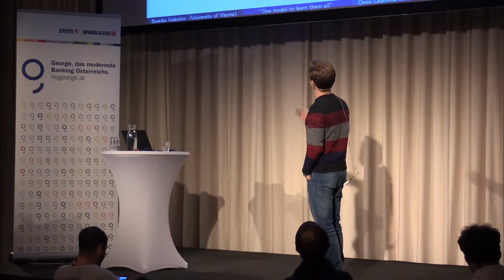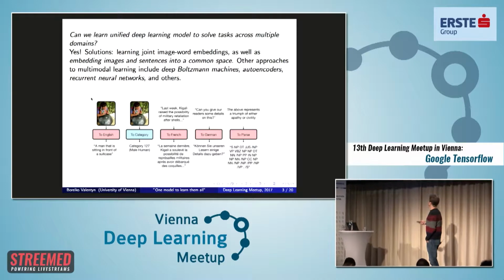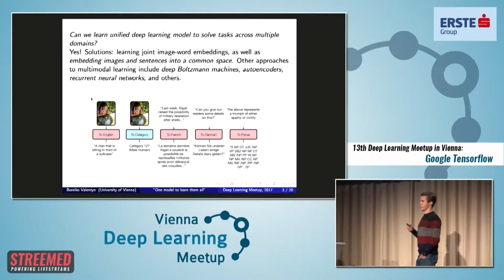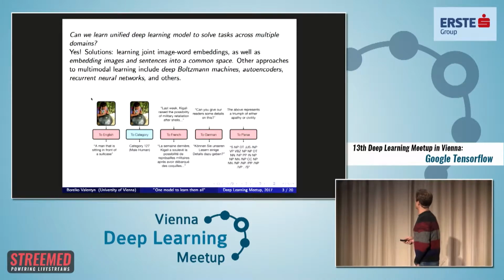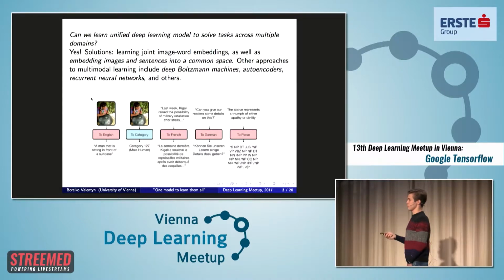Then the question is, can we create such a framework of deep learning to solve a multimodal learning problem? Yes, we can, and there are different approaches to this. There are restricted or deep Boltzmann machines, there are autoencoders, there are embeddings into joint space, and other approaches that can help us to do so.